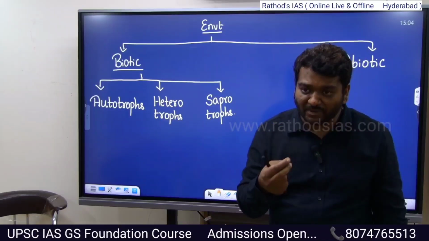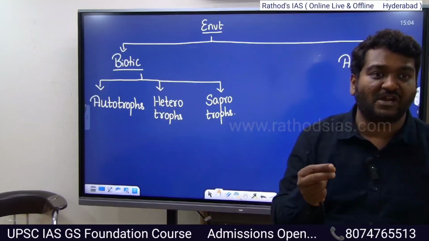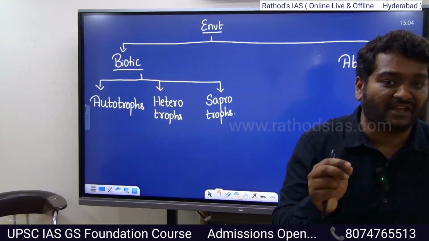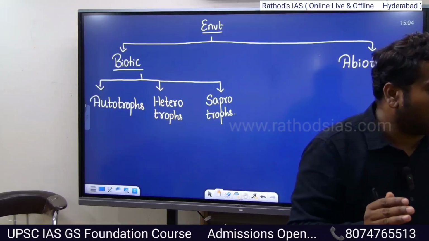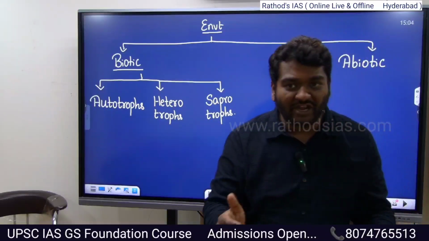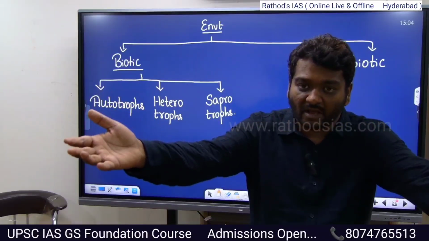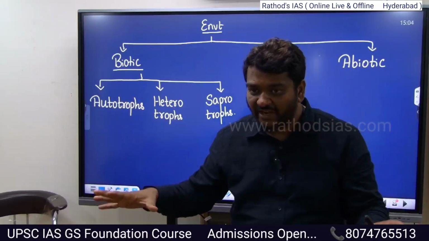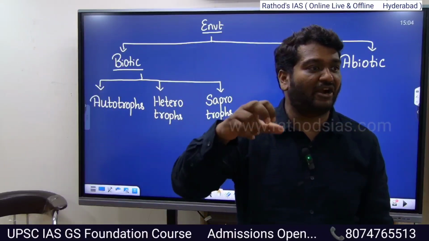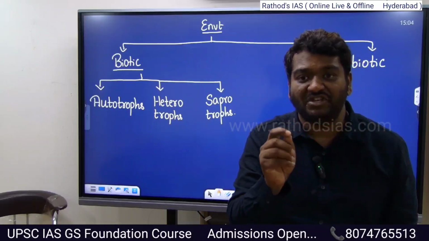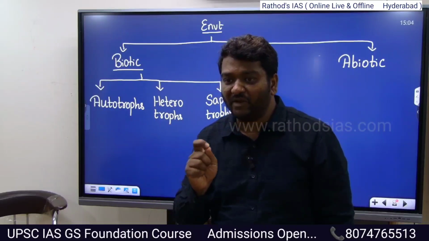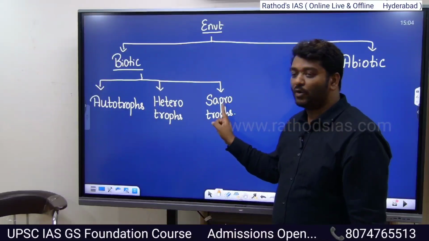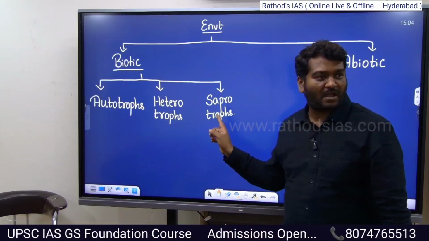What is the meaning of sapro? Sapro basically means anything which depends upon dead and decaying matter. For example, have you heard of vultures? What will vultures do? Whenever a body is left, a rat or anything is dead, a vulture will come, eat it and go. So anything which eats dead and decaying organisms is called a saprotroph. Are you getting the point?